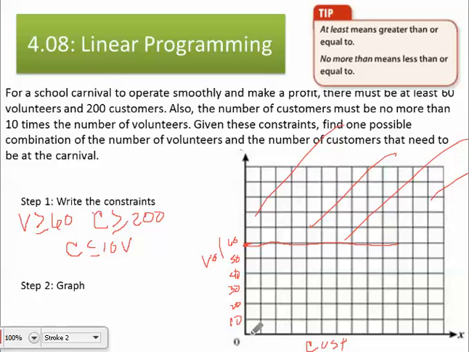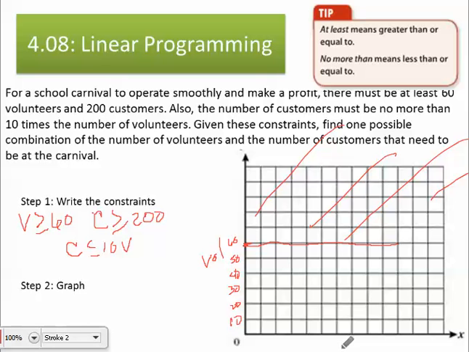Customers has to be greater than or equal to 200. 10, 20, 30. Am I going to have enough? 40, 50, 60, 70, 80, 90, 100. I'm not. Okay? Wipe that out and try that one again, Charles. Didn't plan my graph very well, did I?